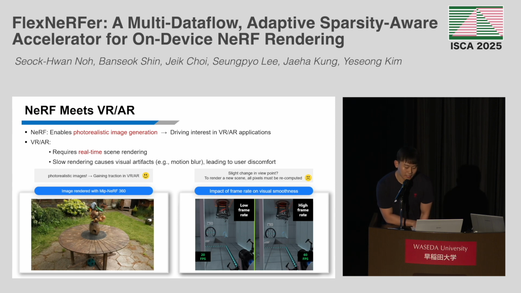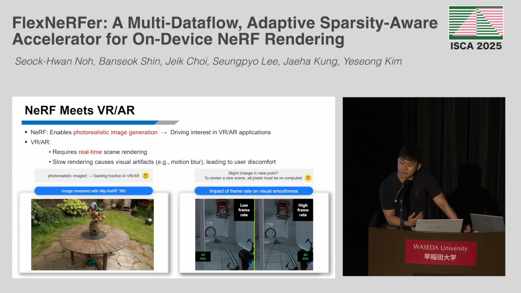Because of this, NeRF has recently gained a lot of attention in VR and AR applications. So why is NeRF getting so much attention? Because it can generate scenes that are much more realistic than traditional rendering methods. On the bottom left here, you can see an example rendered by Google's NeRF model. It looks very close to what we see in real life, right? This ability to generate photorealistic scenes is one of the main reasons NeRF is getting so much interest in VR and AR.